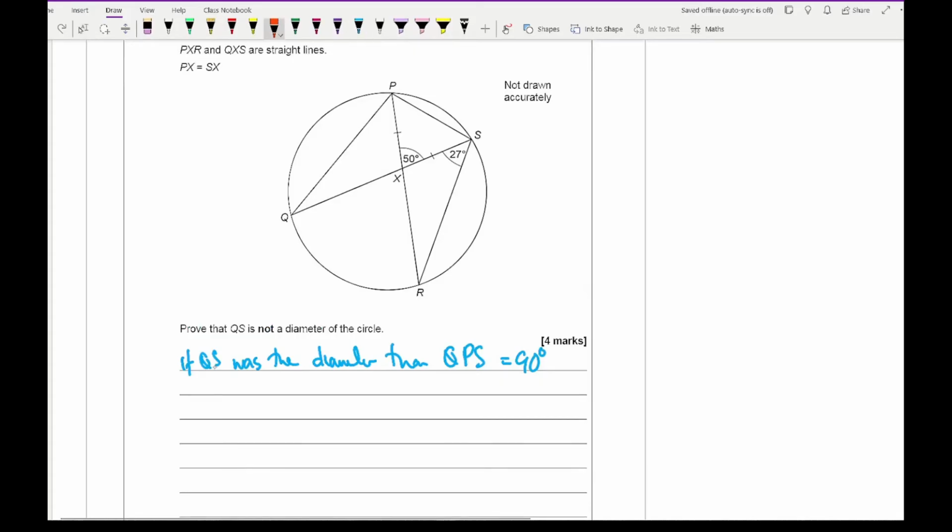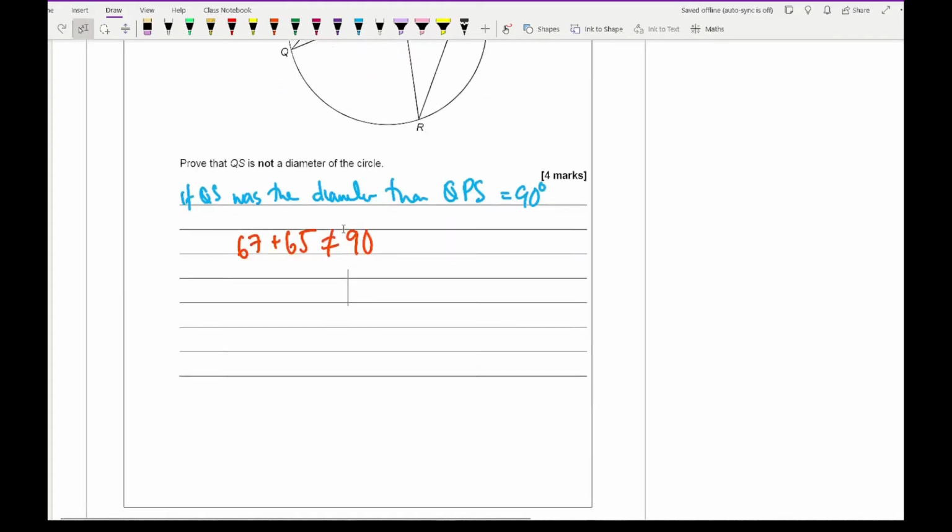So here, this angle here is going to be 180 minus 50 divided by 2, which is 130 divided by 2, which is 65. And that's 65. Now if that's 65, this angle here, because it's on a straight line, is going to be 130. That angle there is going to be 27 because angles subtended at the circumference are the same, so this angle here is going to be 27, and 27 plus 65 is not equal to 90. So that would be why QS is not the diameter of the circle.